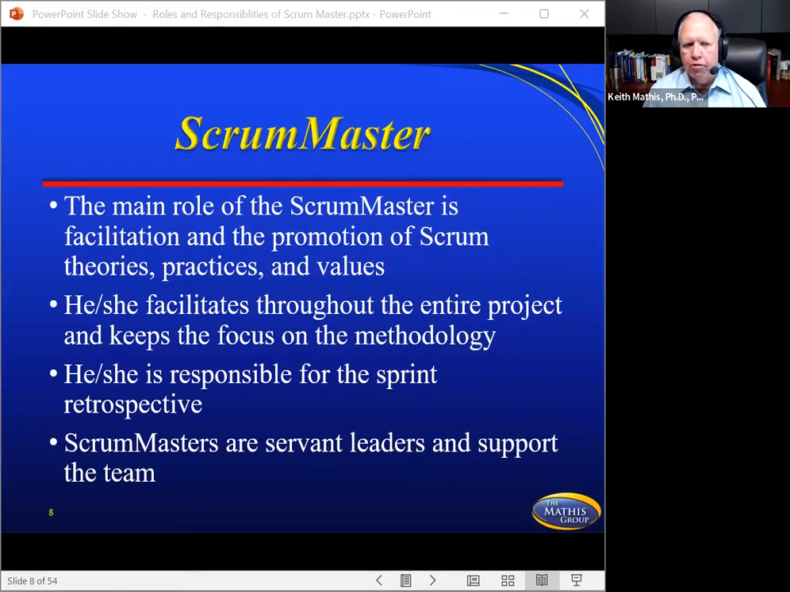Now, the main role of the Scrum Master is facilitation, promotion of Scrum theories, Scrum practices, and the values. And so that means transparency, that means communication, that means that they're going to be pushing that cohesiveness of that team. He or she facilitates throughout the entire project. They keep the focus on the methodology.